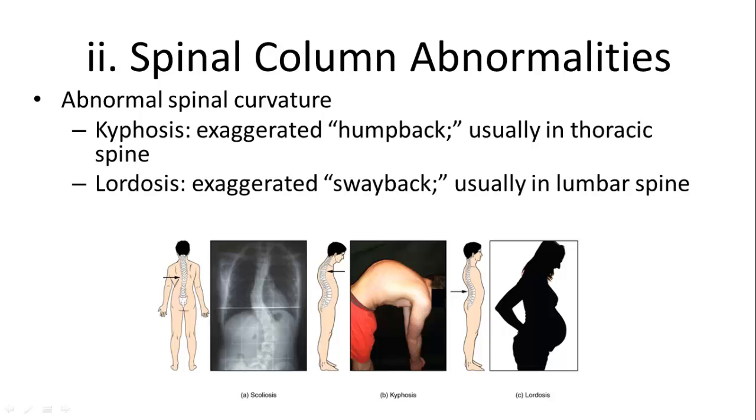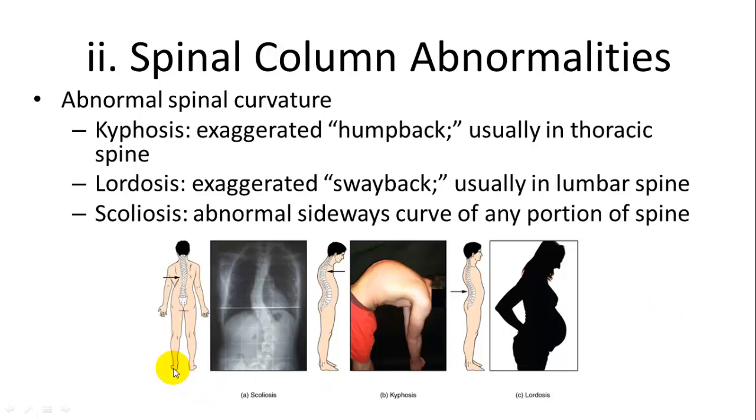Or bad posture. Lordosis is an exaggerated swayback, where the primary curvature is increased in the lumbar area. And this generally happens when a woman is pregnant to counterbalance the giant swollen uterus, which forms a nice pregnant belly. The third one is scoliosis, and this is where you have lateral spinal abnormalities, okay?